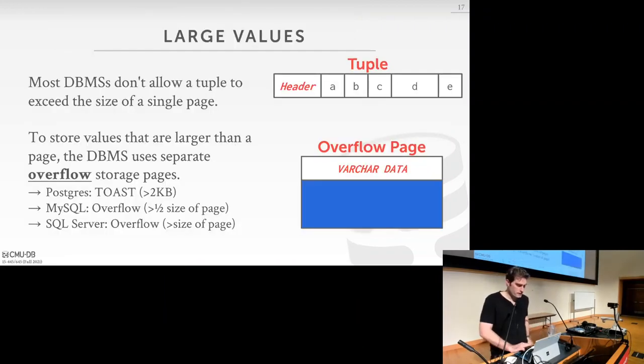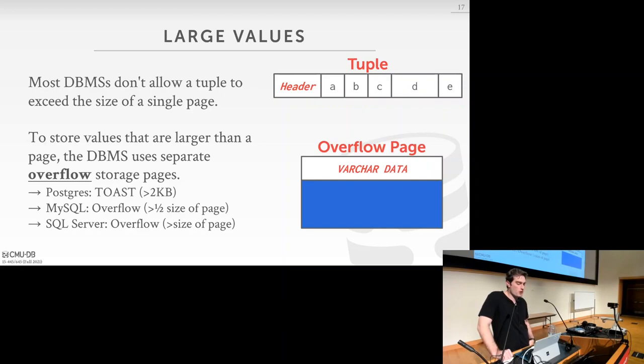Great. Okay, so the next piece that I want to talk a little bit about is for large values. I think someone in the last class asked what happens if an individual value is too large for a data page, or if an individual tuple is too large for a data page. I think I said that there's nothing in theory stopping a tuple, or an individual value, from spanning multiple pages.